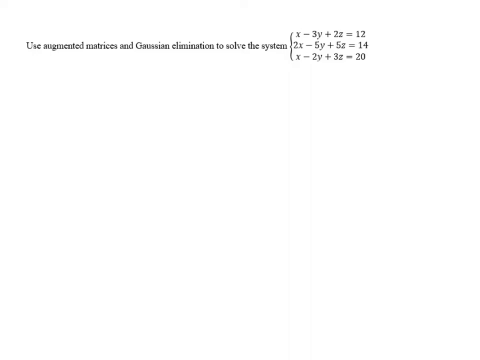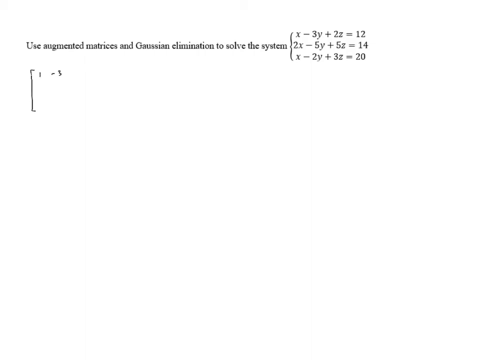Use augmented matrices and Gaussian elimination to solve the system x minus 3y plus 2z equals 12, 2x minus 5y plus 5z equals 14, and x minus 2y plus 3z equals 20. We'll start by writing the augmented matrix for this system of equations.